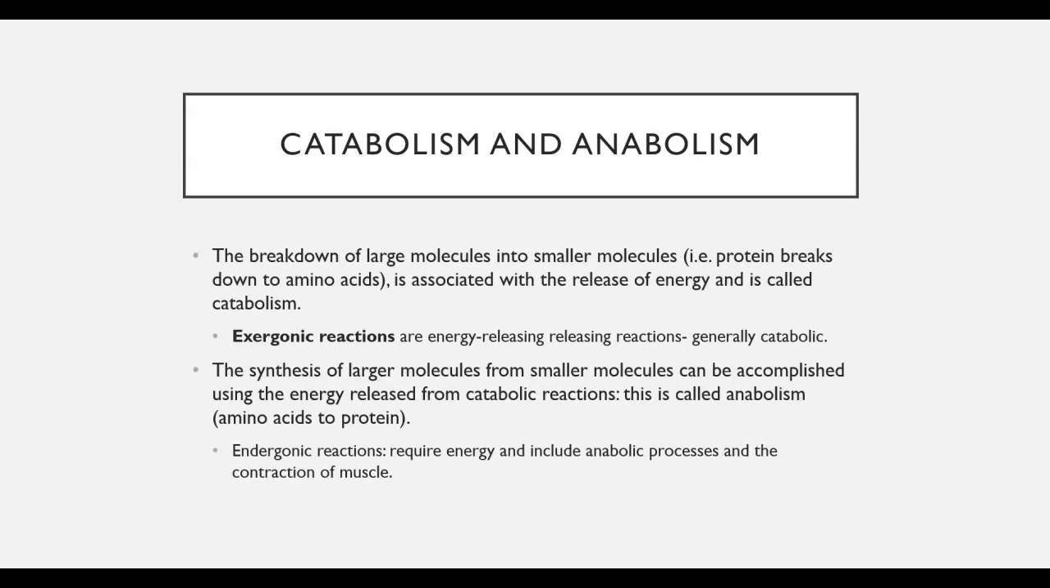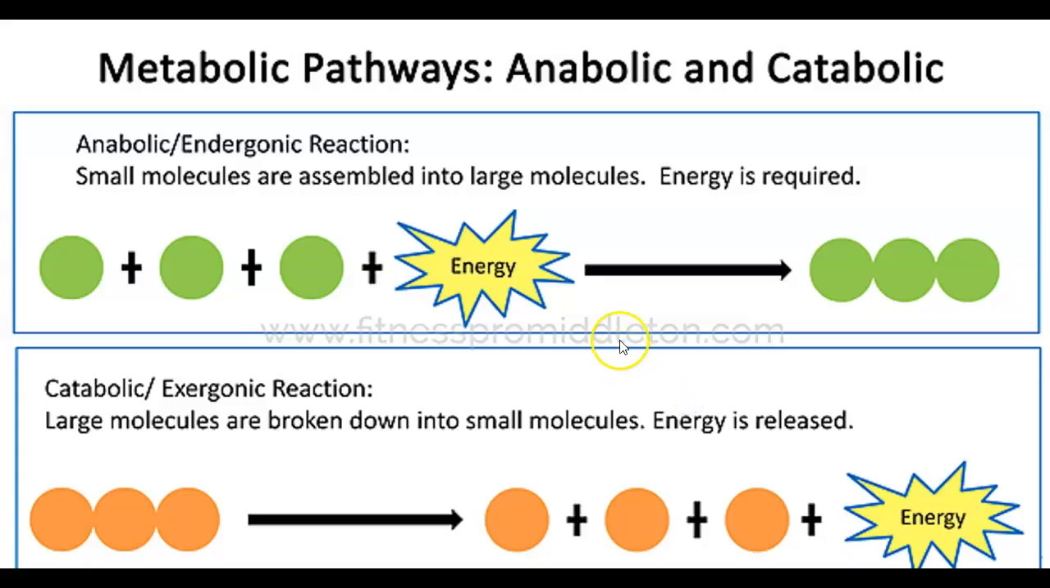On the other side of the coin, the synthesis of larger molecules from smaller molecules can be accomplished using the energy released from those catabolic reactions. So this is called anabolism. So if amino acids build up to actually form protein, this is how we get bigger muscles. Amino acids build up to form protein. And this is called an endergonic reaction. These require energy and include anabolic processes and the contraction of muscle. So this is what this essentially looks like. On the top one, what's an anabolic reaction, or again, what's called an endergonic reaction?